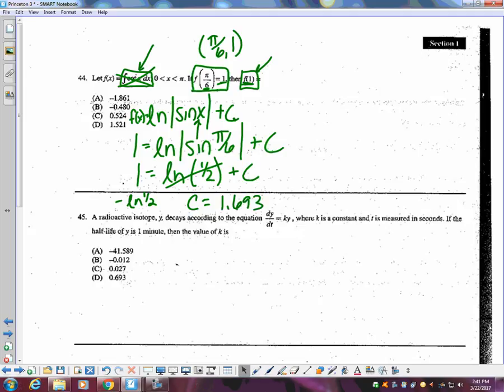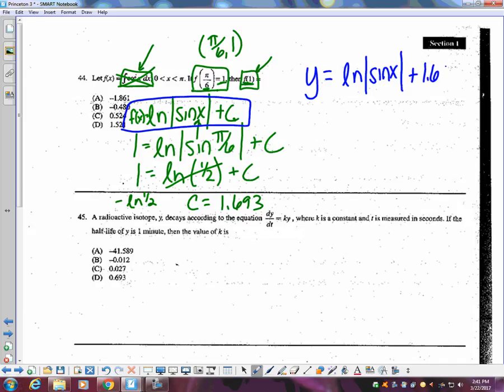Okay, so now I can take this function and I can find f of 1. I just have to plug a 1 in right there. And I went straight calculator. Again, it's decimals, so ln sine of 1, close some parentheses, plus 1.693. I got 1.520. So we're going with this one.